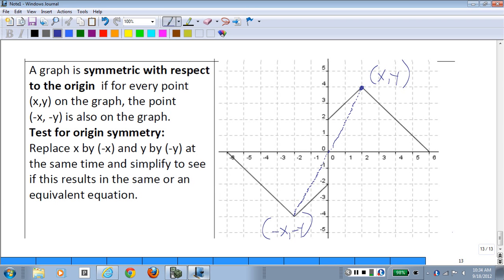Now, a couple things we want to be able to do. Given a picture, someone gives us a graph of an equation, maybe later a function, we'd like to be able to look at it and classify if it has one or more of these three types of symmetry. We want to put it in that category, call attention to it, because there's some useful information that we can get from knowing that a particular graph has y-axis symmetry or a particular graph has x-axis symmetry.